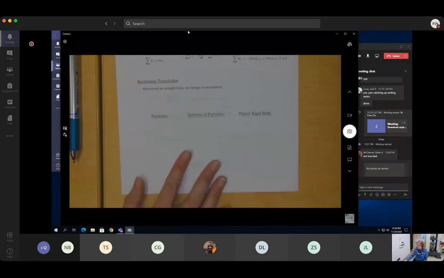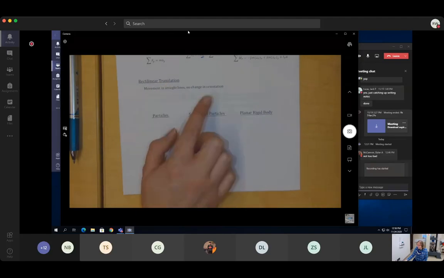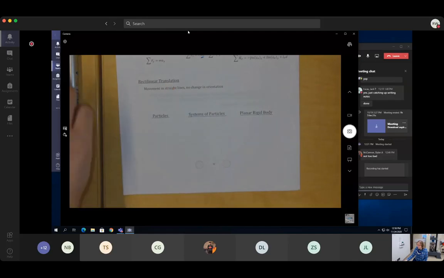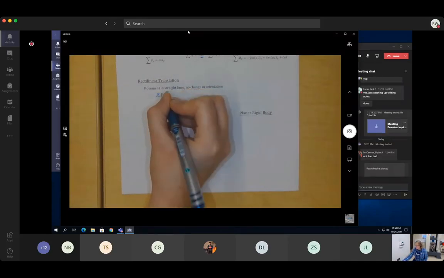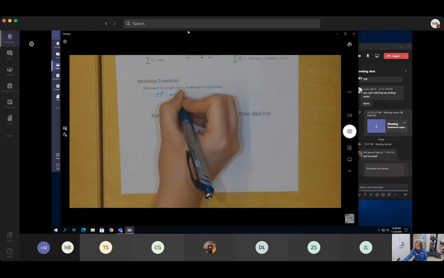So we'll start with rectilinear translation, just like we did with kinematics. And so rectilinear translation, again, is moving in straight lines. We're not changing orientation because we're just translating. So there's no rotation. There's just translation here. And so as we work through that, we're always going to start with Newton's second law. So sum of forces is equal to mass times acceleration.